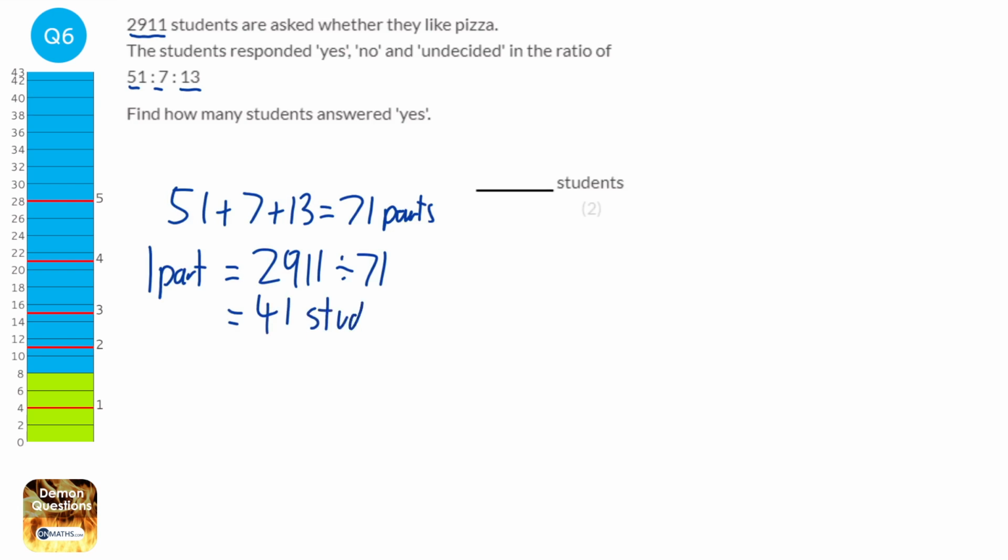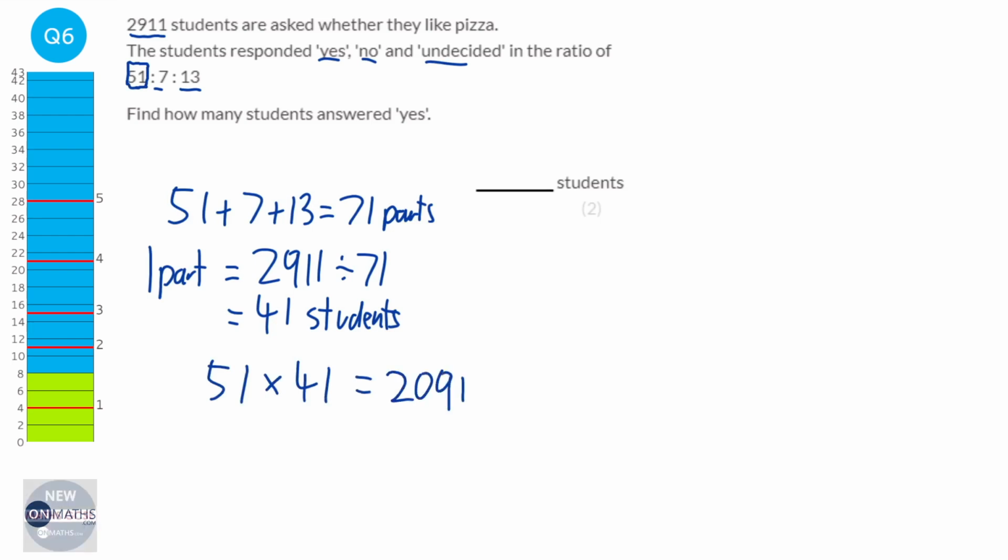One part's worth 41 students. So each one of those parts in the ratio is 41 students. Now, because it goes yes, no, undecided, yes will be the 51 there. So it's 51 lots of 41 students. 51 parts with each part representing 41 students. And when you multiply those together, you get 2,091. So our answer is that 2,091 students responded with yes.